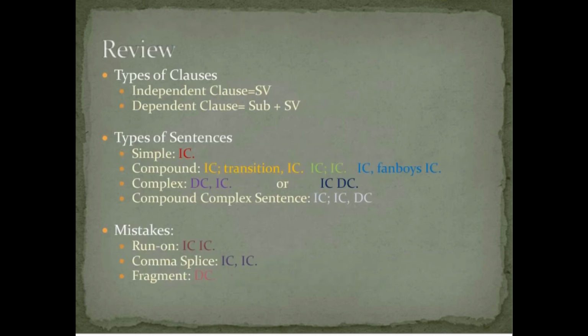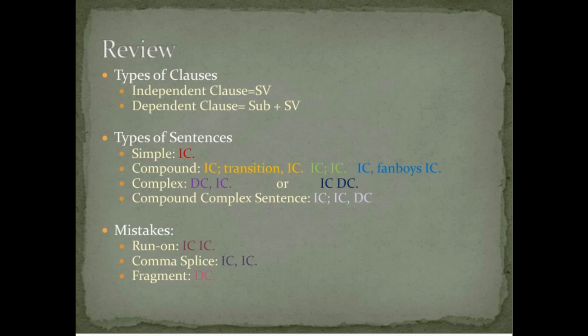Let us conclude what we've learned today. We talked about two types of clauses, independent clauses and dependent clauses. And you remember that you cannot make a sentence with just one dependent clause. If you do so, you create a fragment. There are four types of sentences.